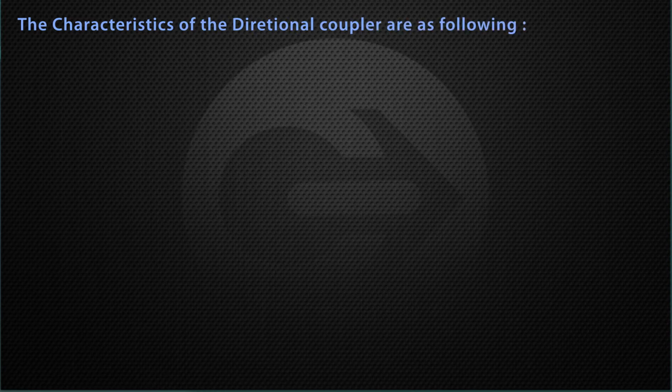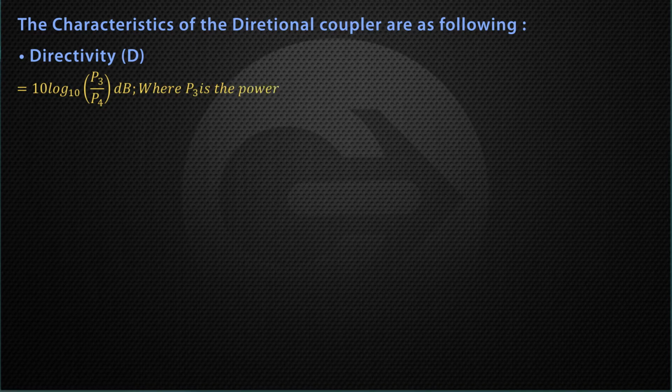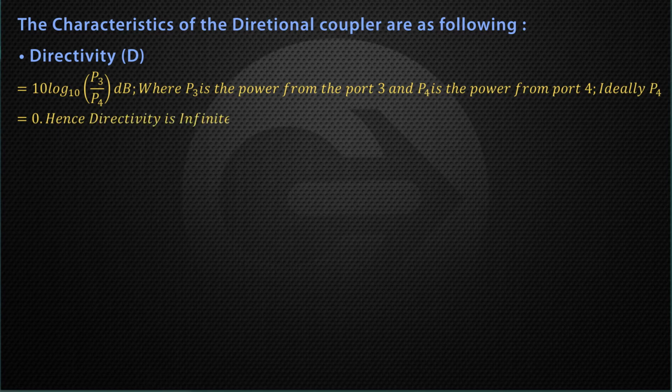Now, let us discuss the characteristics of the directional coupler one by one. The first one is known as directivity. It is denoted by capital D is equal to 10 log base 10 P3 by P4 dB. P3 is the power from port 3 and P4 is the power from port 4. Ideally, P4 is equal to 0. Hence, directivity is infinite ideally.